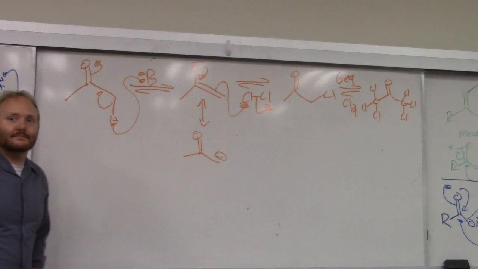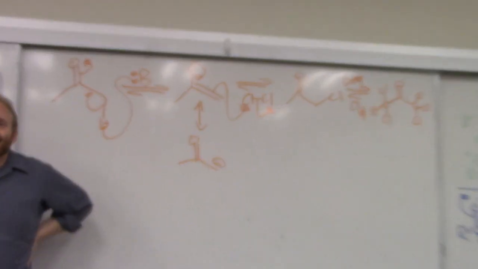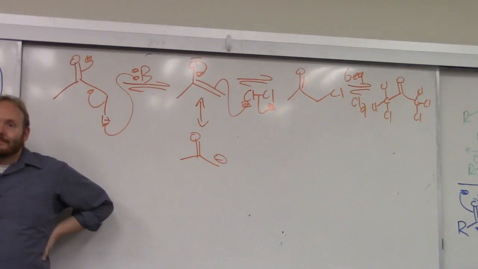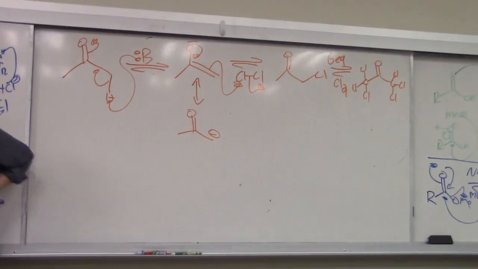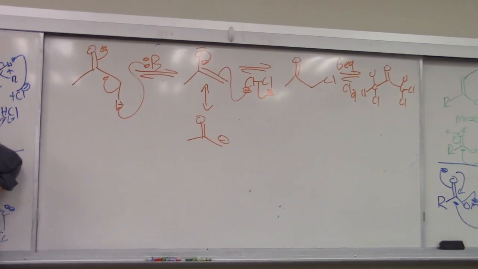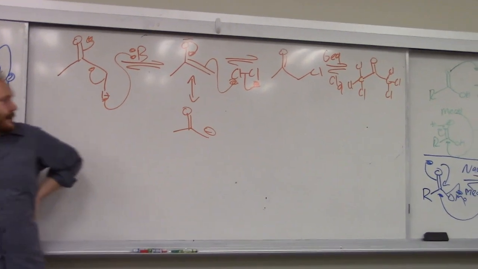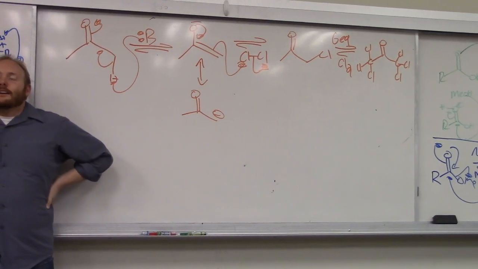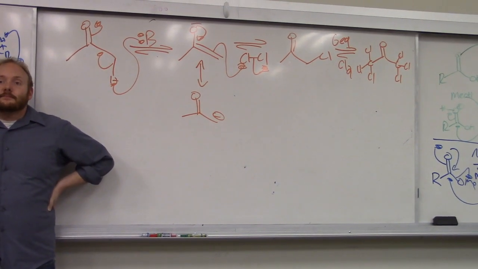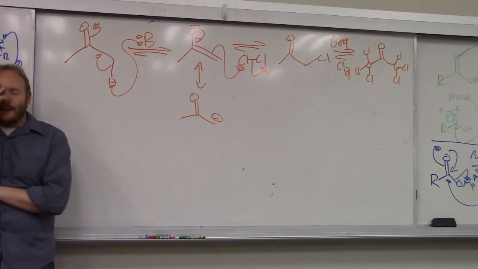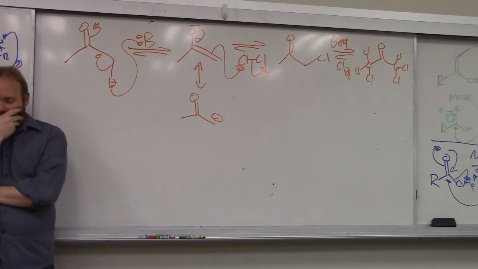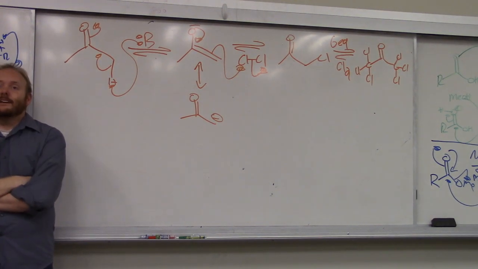I have a real question also. How do I know when the base is going to take the alpha hydrogen or go into the carbonyl? I forget that a lot. So it depends again what the base is. In general, taking a proton is easier than adding to a carbonyl. Taking a proton is easier than adding to the carbonyl.